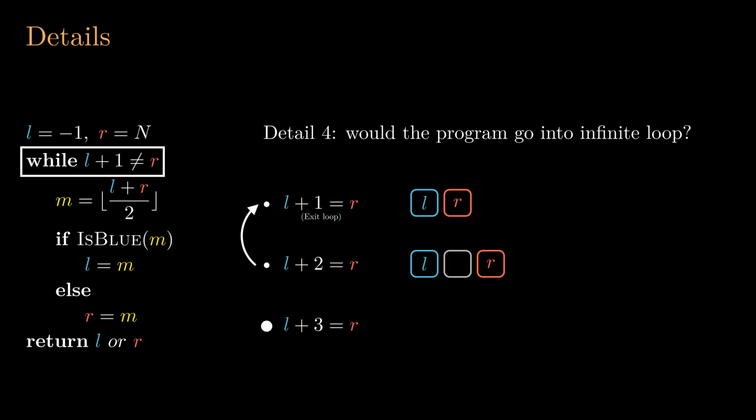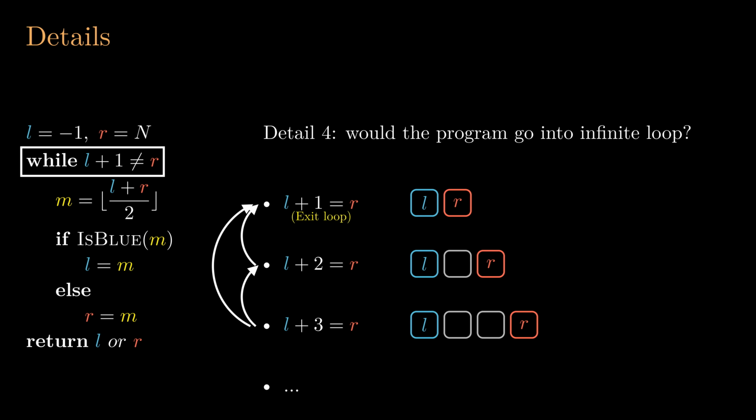In the third scenario, L plus 3 equal to R, the program will arrive at scenario 1 or 2. You can think about it. You can also think about more scenarios. This proves that whatever values L and R take, the program will arrive at scenario 1 and exit the loop.